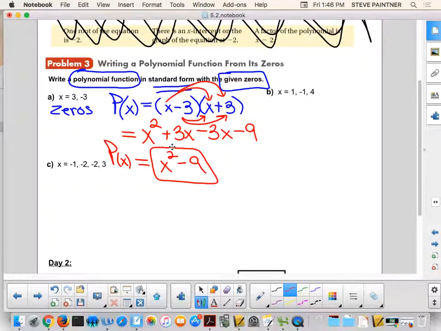Notice, please notice, if you have 2 zeros, what kind of polynomial do we call this? Quadratic. If you have 3 zeros, what do you think you're going to get? Cubic. If you have 4 zeros, what do you think you're going to get? Quartic. Which one's the longest one? Quartic. This one, we're not going to do. This one, you're going to do it right now. Go.